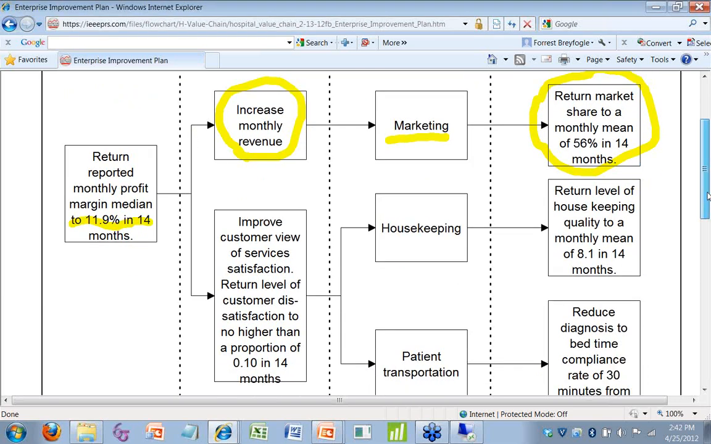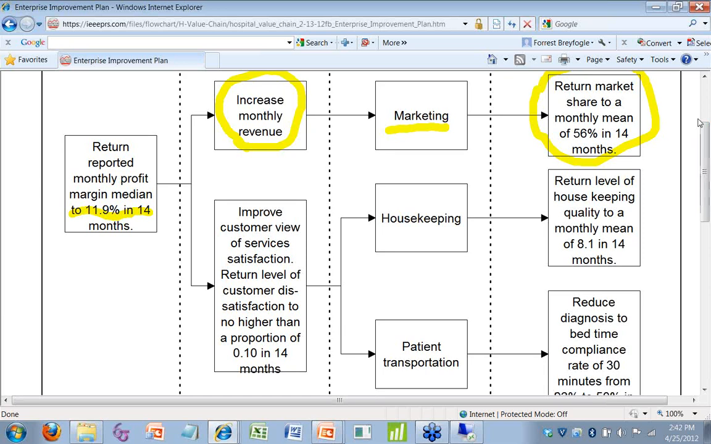Now, another thing that you're working on here is improving the customer view of the services, because customer satisfaction was not too good. And consistent with their feedback, it looked like we had some issues with housekeeping and also patient transportation. So those could be two aspects that we're going to work on. There's also an owner for this particular metric, and they are to improve the level of quality for housekeeping to the level we were at before, and also try to reduce the amount of time from diagnosis to bed.